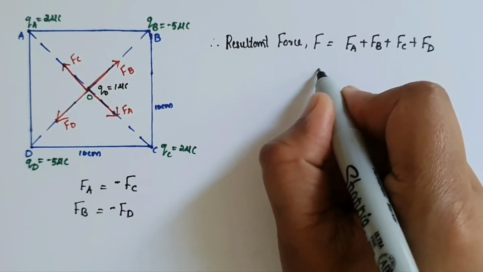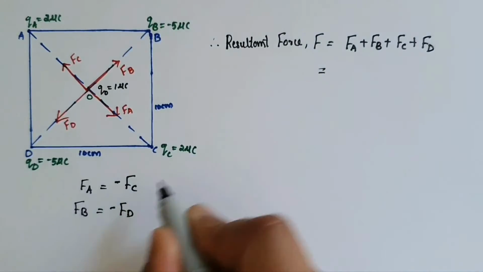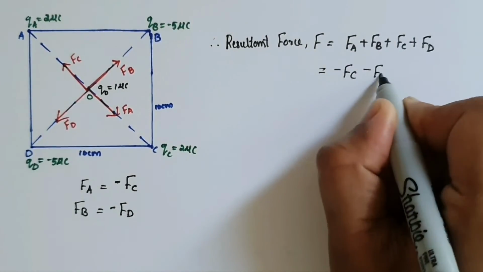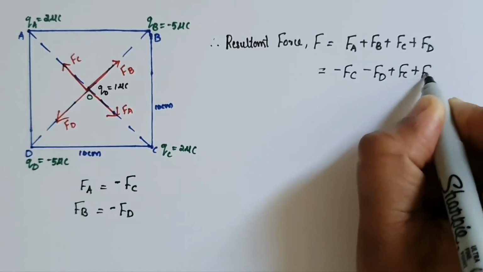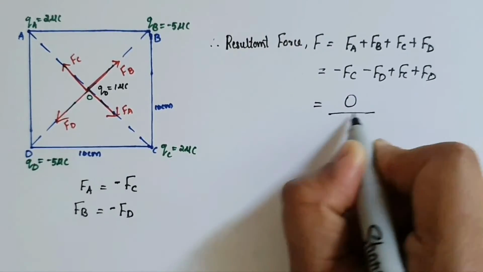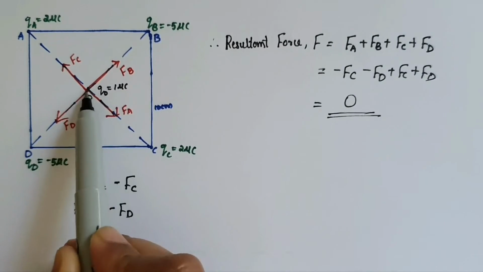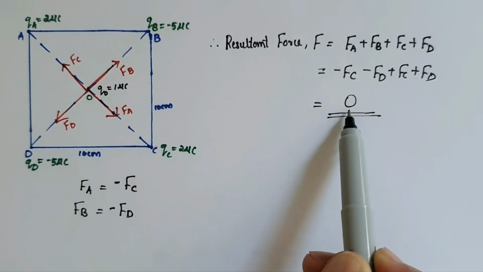The resultant force F is equal to, what is FA? That is minus of FC. And FB, that is minus of FD. Plus FC plus FD. This is equal to 0. Therefore, the resultant force on 1 microcoulomb charge placed at the center of the square is equal to 0.